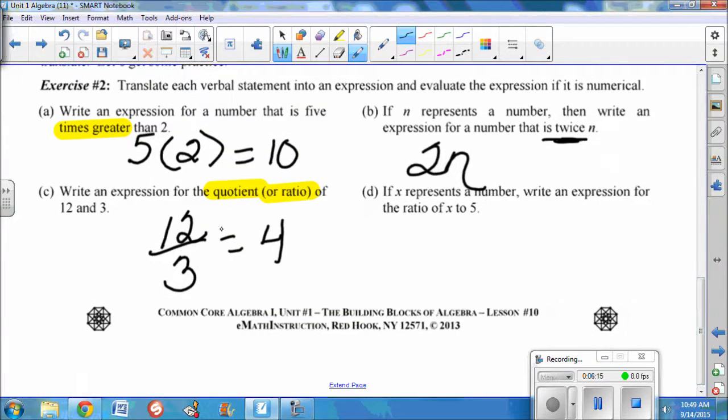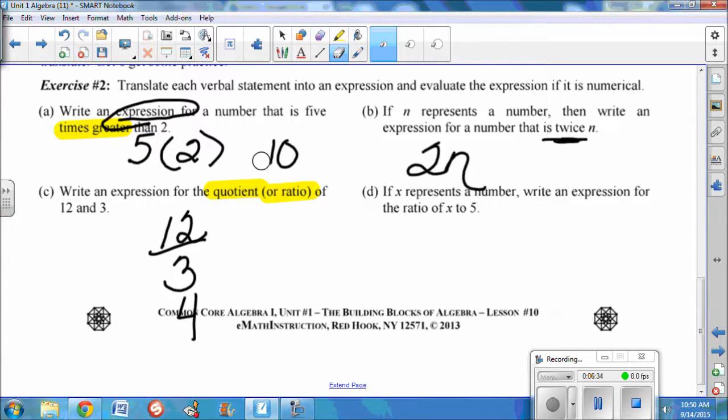Then, oh, I should say, I shouldn't put that equal sign there because they did say write an expression. So an expression does not have an equal sign. So if I wanted to evaluate that, I should say 4. Same thing up here in A. It did say expression, so I'm not going to put my equal sign there. I'm just going to say, what is that value?